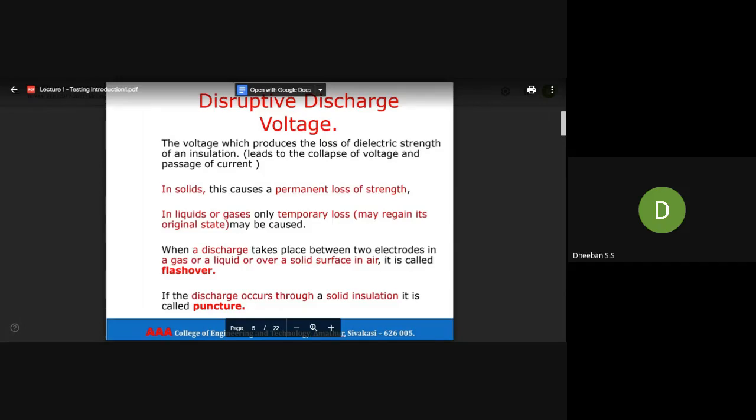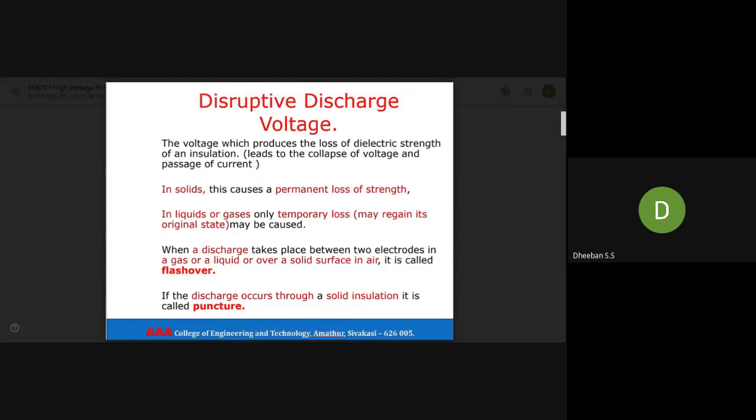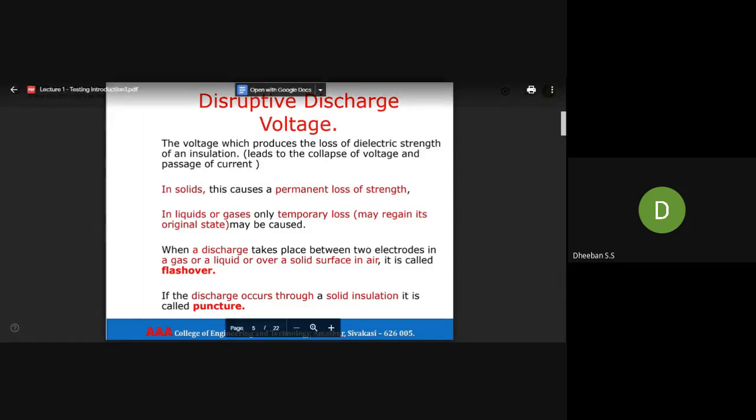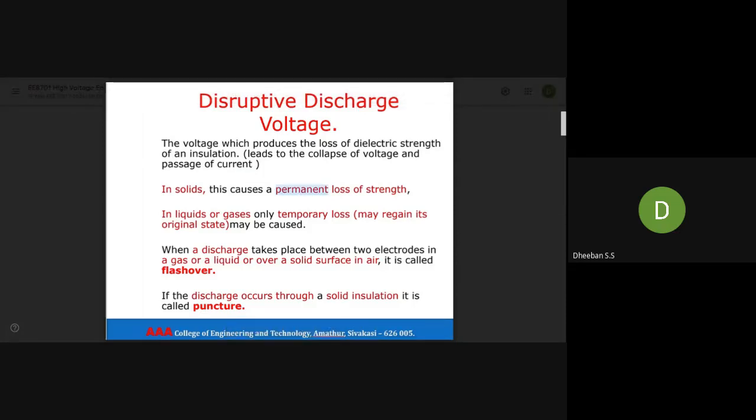Okay. So in the power circuit, if this critical disruptive discharge voltage occurs, it might disrupt the normal functioning of your voltage or passage of the current in your power circuit. So this is an undesirable effect. In case of solids, this causes a permanent loss of strength. In case of liquids or gases, it is only a temporary loss.